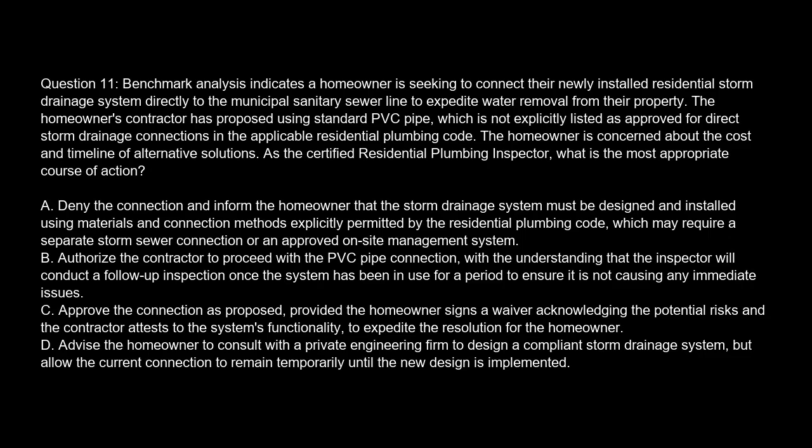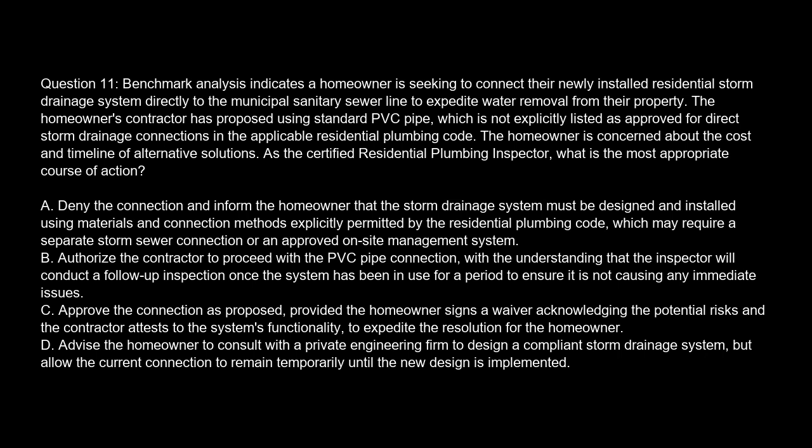Question 11. Benchmark analysis indicates a homeowner is seeking to connect their newly installed residential storm drainage system directly to the municipal sanitary sewer line to expedite water removal from their property. The homeowner's contractor has proposed using standard PVC pipe, which is not explicitly listed as approved for direct storm drainage connections in the applicable residential plumbing code. The homeowner is concerned about the cost and timeline of alternative solutions. As the certified residential plumbing inspector, what is the most appropriate course of action?